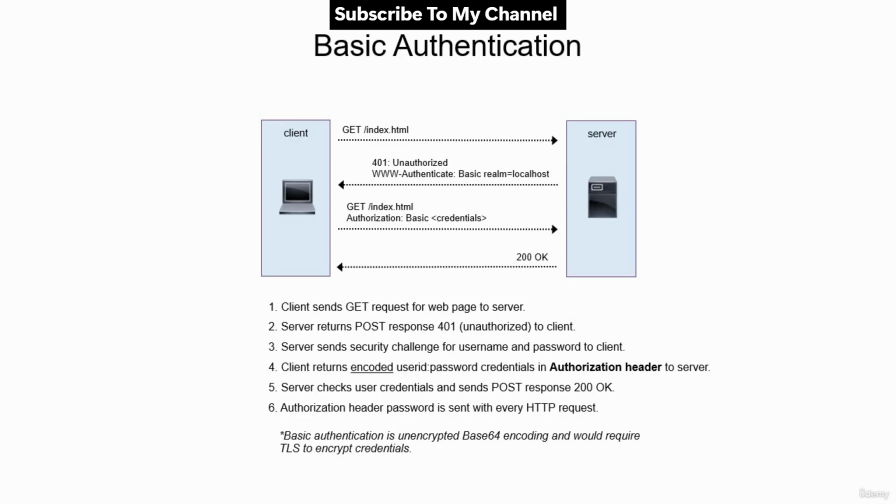So the server sends this security challenge for a username and password to the client. So the client returns an encoded user ID and password, and it uses base64 encoding. It doesn't use encryption, it's just encoding. And so it encodes the user ID and password credentials in an authorization header to the server. So you can see the authorization header's got Basic there, and then the credentials would be sent right after the keyword Basic. So what happens is the server will check the user credentials, and if they're okay, it'll send response code 200 to say it's okay.